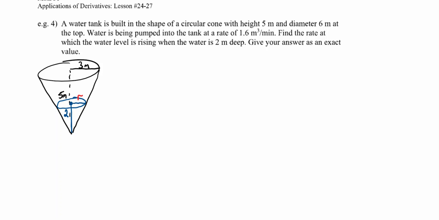All right. So let's write down what we have. We have a height. Height is equal to 2 meters. And that one is changing, right? That's changing over time. We know dV/dt is equal to what? 1.6 meters cubed per minute, the volume. And we're looking for dh/dt.